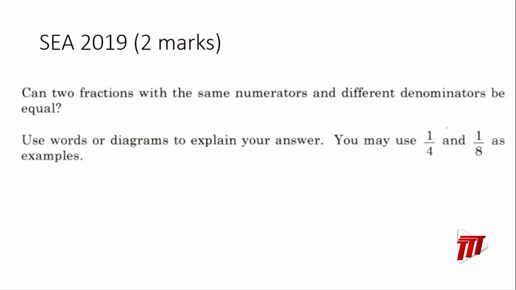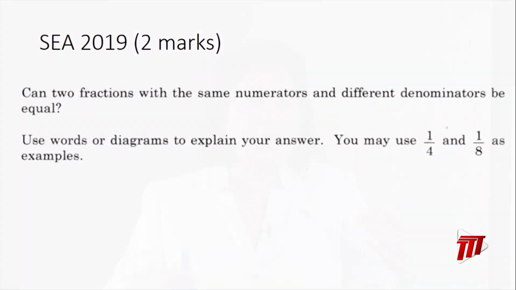Can 2 fractions with the same numerators and different denominators be equal? Could you think about 2 fractions that would have the same numerator? We're just dealing with the same numerator first. How about 2/3 and 2/5? They have the same numerators, right? So you could think about an infinite number of fractions that have the same numerators and different denominators.